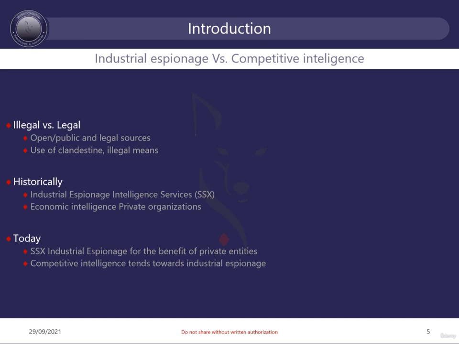Historically, industrial espionage has been practiced by intelligence services and competitive intelligence by private companies. But in reality, the intelligence services carried out industrial espionage for the benefit of private companies with a major economic interest in their relevant countries. Today, economic and competitive intelligence practiced by private companies or specialized firms tends towards industrial espionage and therefore towards illegal practices.